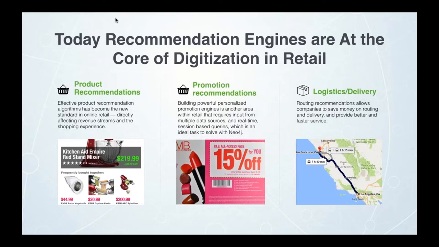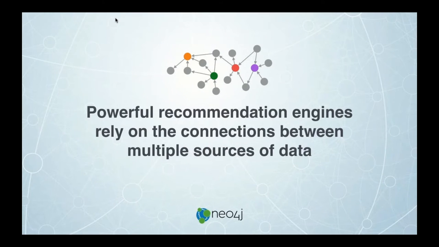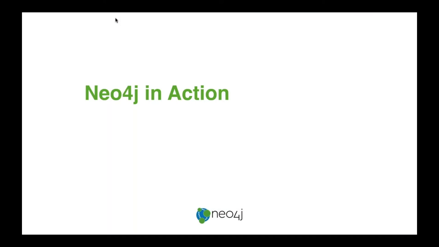So recommendations in all of these areas of retail are ideal to solve with a native graph database like Neo4j, because powerful recommendations truly lie in the connections between multiple sources of data. And that's what this webinar is going to be all about. So let's look at some Neo4j in action and how to build recommendation engines for retail using a graph database.